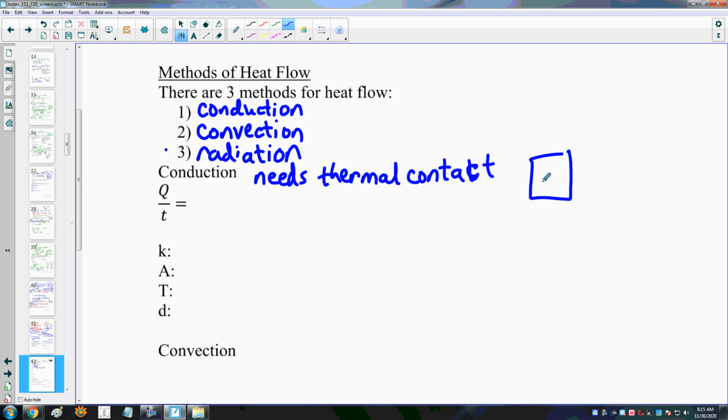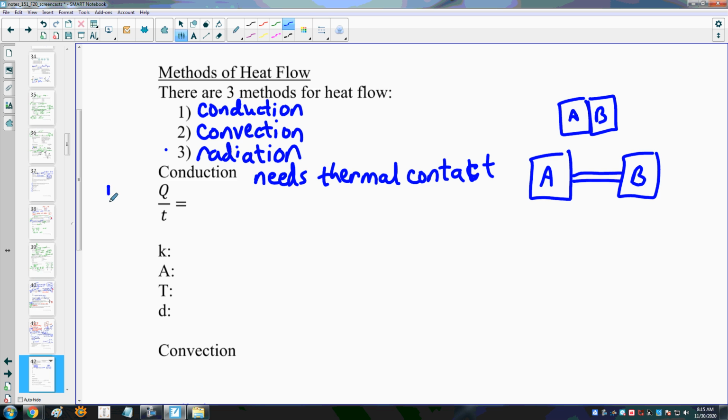So if, say, I have an object A and an object B, there are two ways for these objects to be in thermal contact. They can just be touching one another, like this, or they can be connected by some other object that allows for heat to flow from one object to another. So conduction is described in this way.